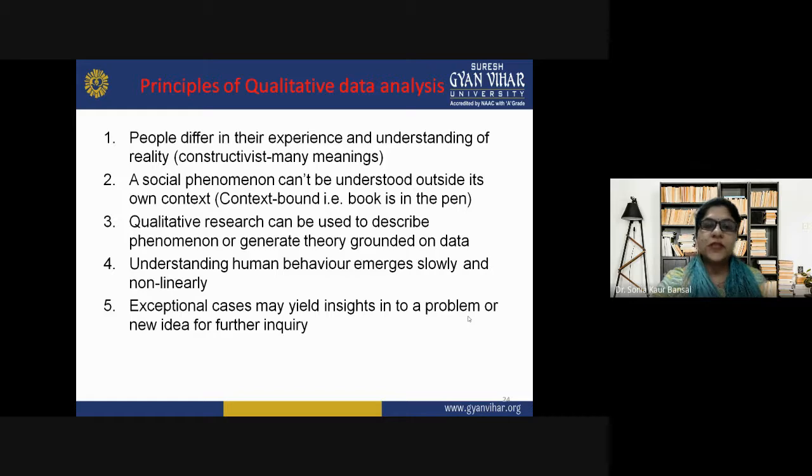So these are a few principles dealing with data analysis of qualitative research. We give importance to numbers, but in qualitative research we give more importance to quality, to expressions, to thoughts, experiences, and understanding of reality. All right, students, so these things must be taken into consideration.